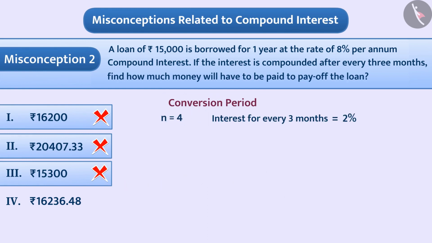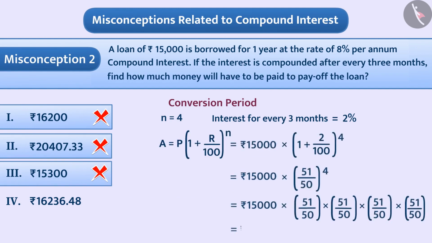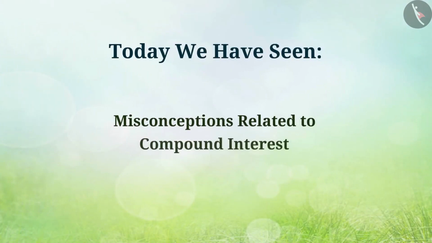Now, we can get the payable amount with the help of this formula. By putting values in it, we will get the total amount of 16,236.48 rupees. Hence, option 4 is the correct answer. Today we have seen some misconceptions related to compound interest.